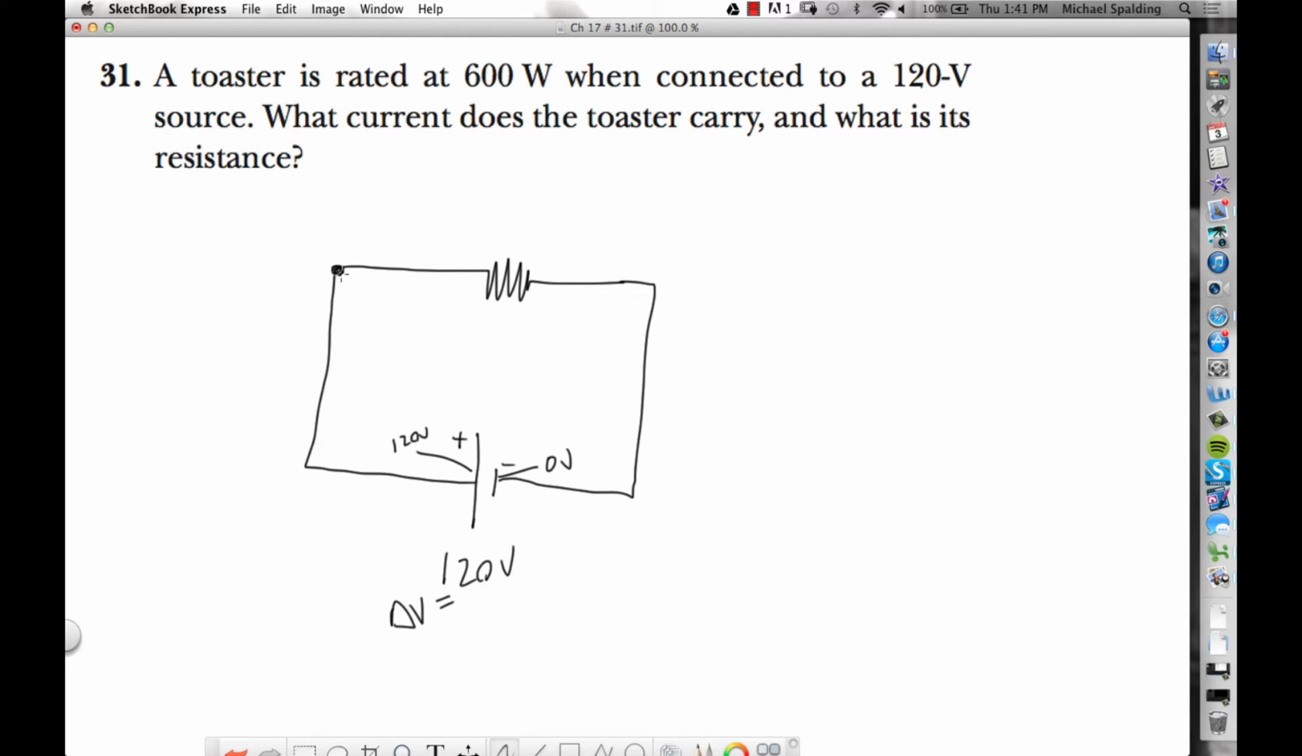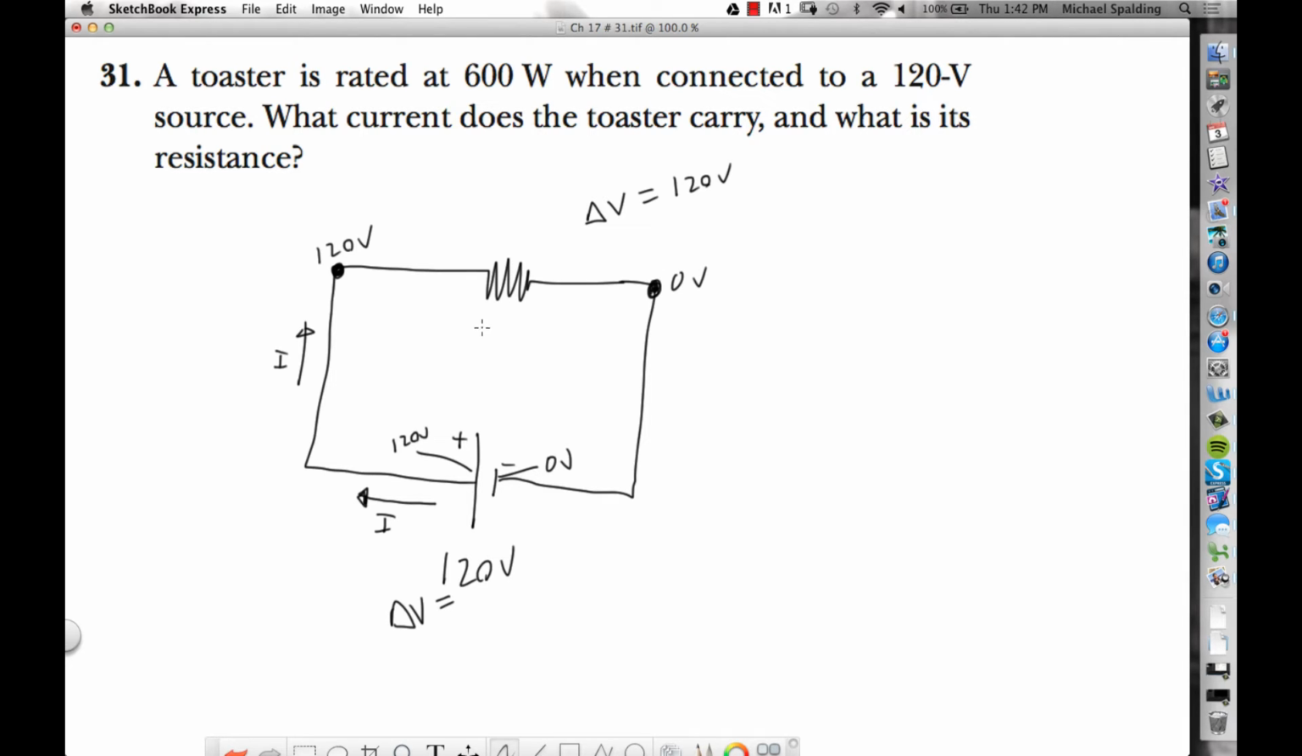So how many volts would we have right here? 120. How many volts over here? 0. And then what's the delta across that resistor? 120, right? Because the current's going like this. The current comes out like this, flows through like this, and as it crosses the resistor, the change is 120, right?